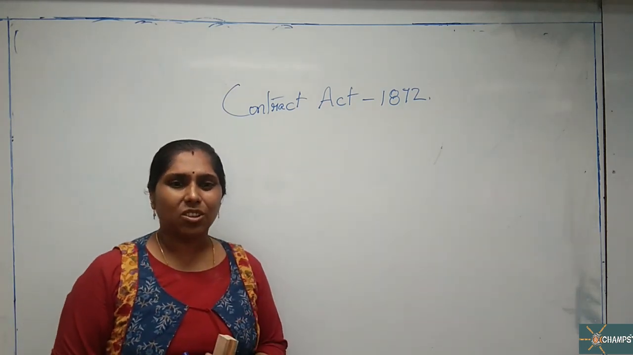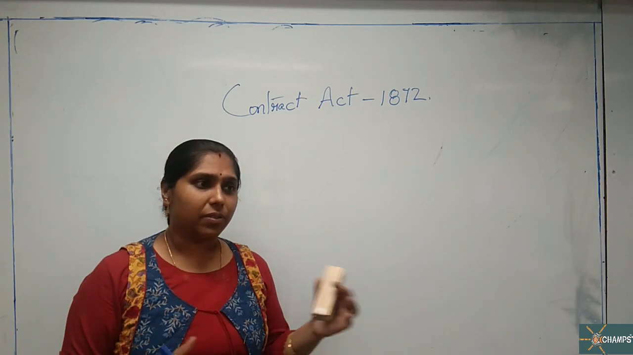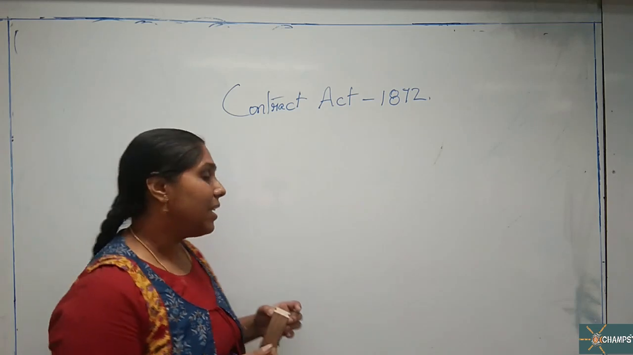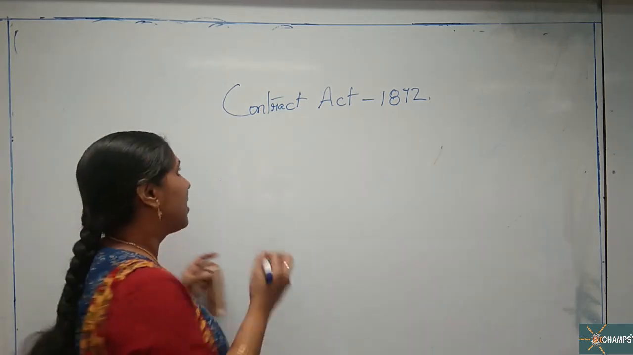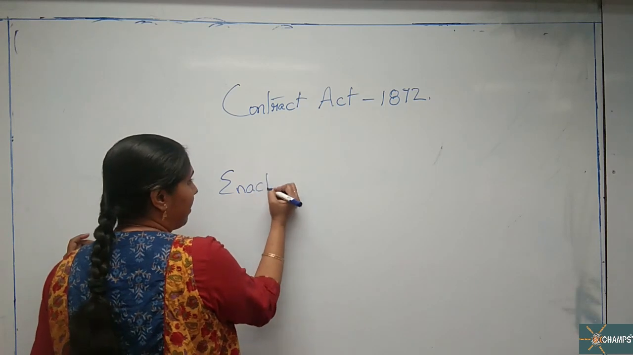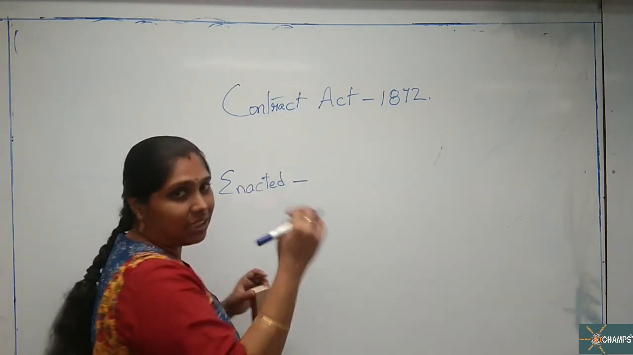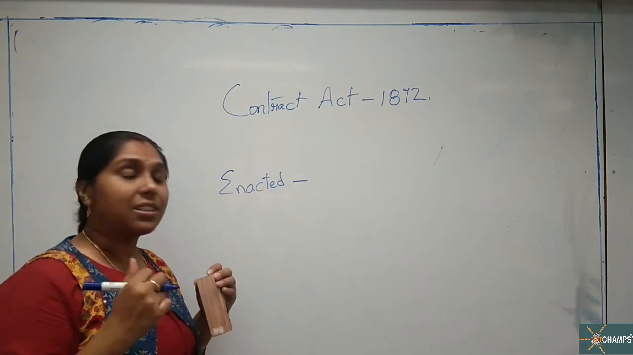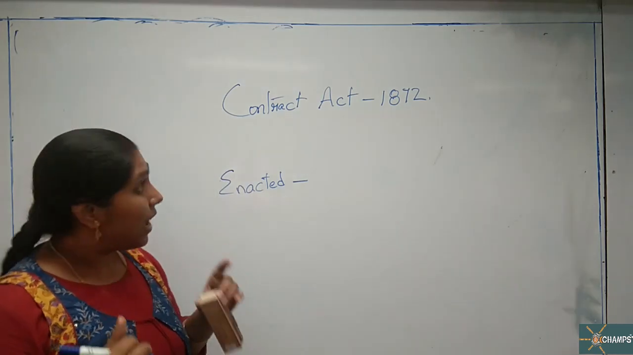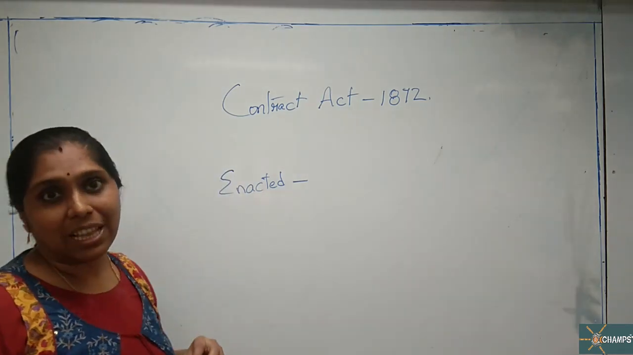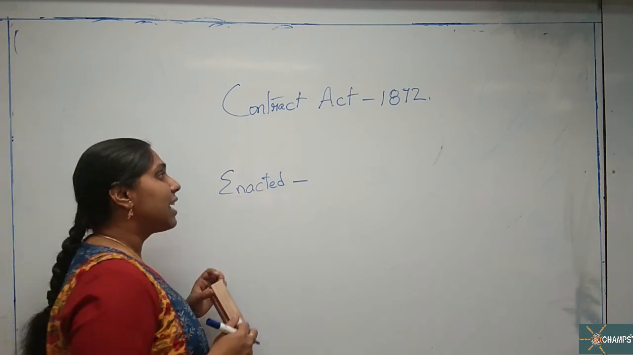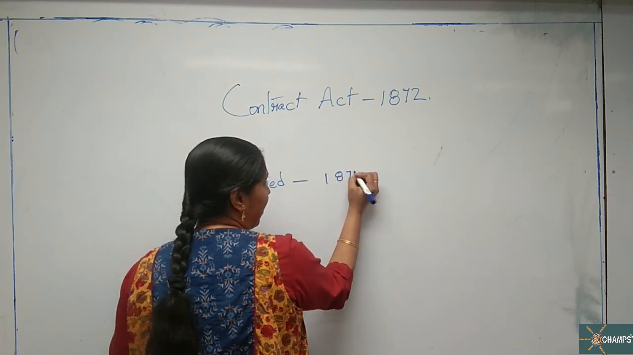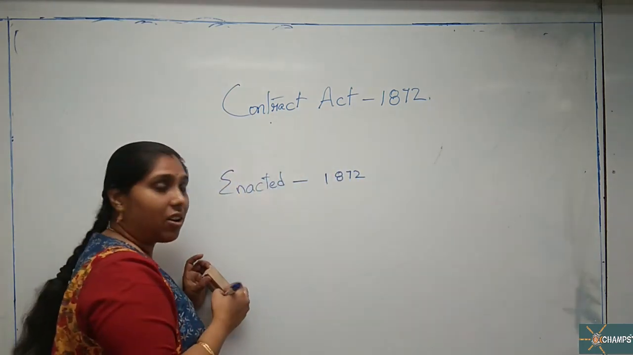So what does this Contract Act refer to? Why had it been incorporated? What do you mean by incorporated or enacted? Enacted means it had been written or framed by the government, and it is required to be followed by the people who come under the purview of this act. So that is called enacted. When was it enacted? 1872.